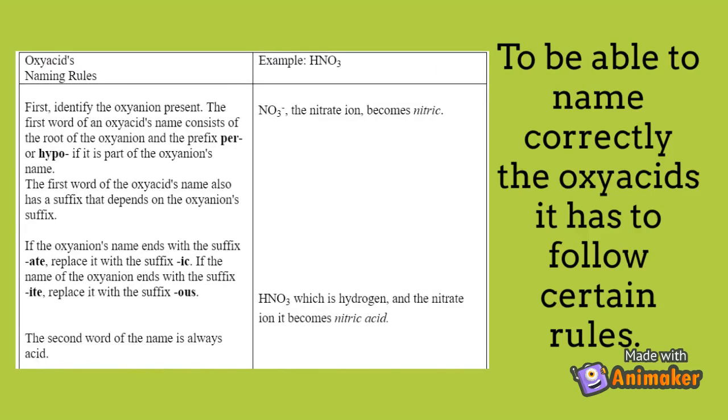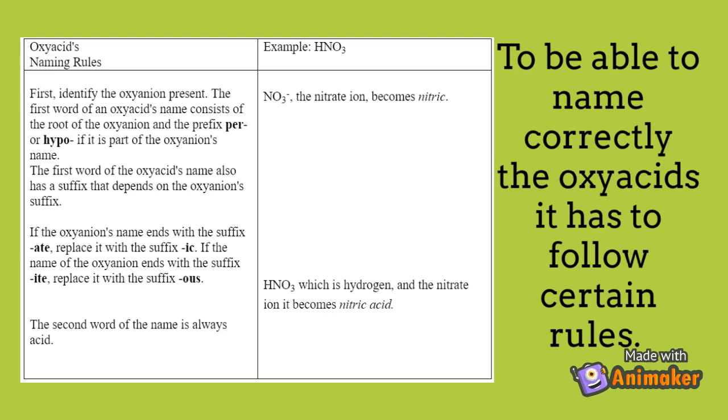Oxyacid naming rules. First, identify the oxyanion present. The first word of an oxyacid name consists of the root of the oxyanion and the prefix "per" or "hypo" if it is part of the oxyanion's name. The first word of the oxyacid's name also has a suffix that depends on the oxyanion suffix. If the name of the oxyanion ends with the suffix "ate", replace it with the suffix "ic". If the name of the oxyanion ends with the suffix "ite", replace it with the suffix "ous". The second word of the name is always acid.